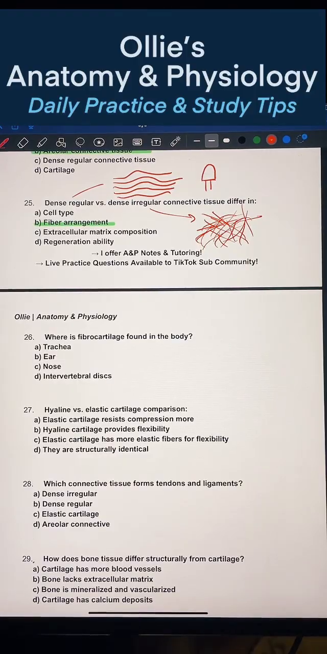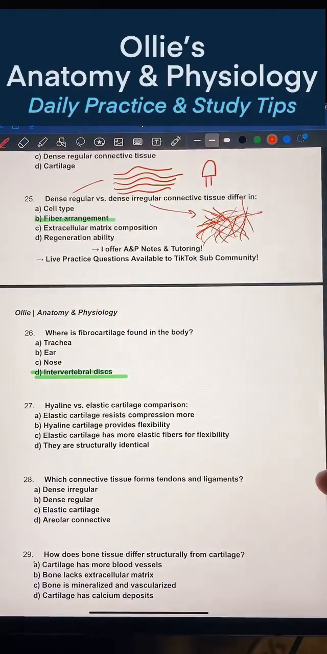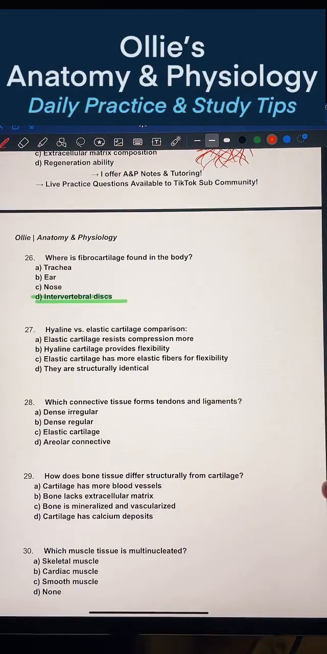Number 26, where is fibrocartilage found in the body? The answer is D. It is the intervertebral discs. Basically, it's going to resist compression.